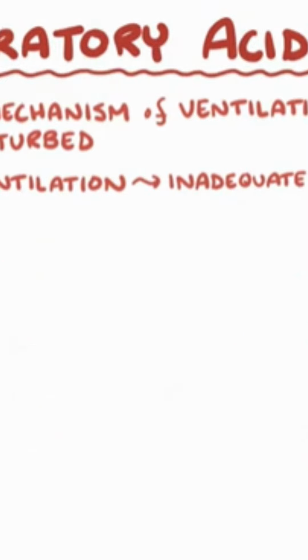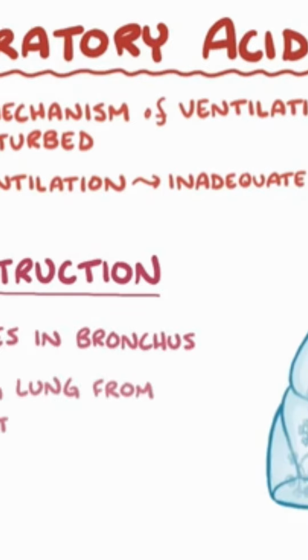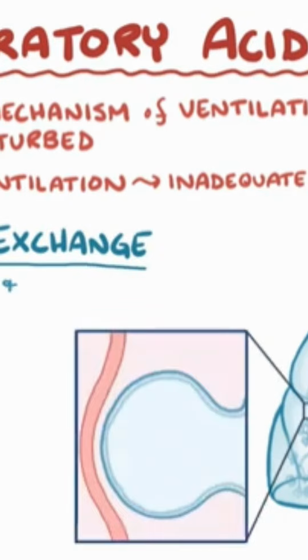Another reason is airway obstruction, which might happen if a child swallows an object like a peanut and it lodges in the right mainstem bronchus, preventing the lung from fully ventilating. Finally, there might be impaired gas exchange between the alveoli and the capillaries.